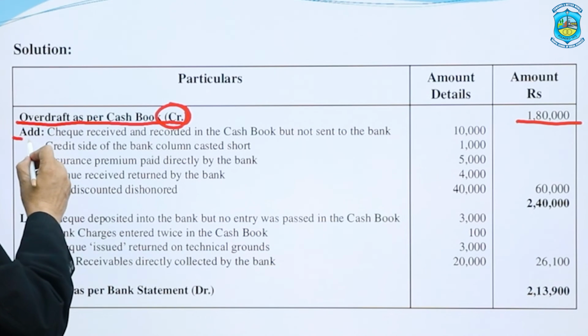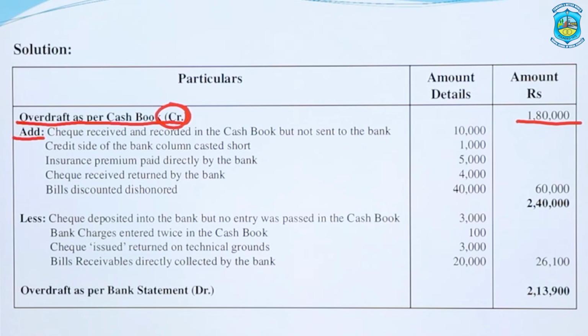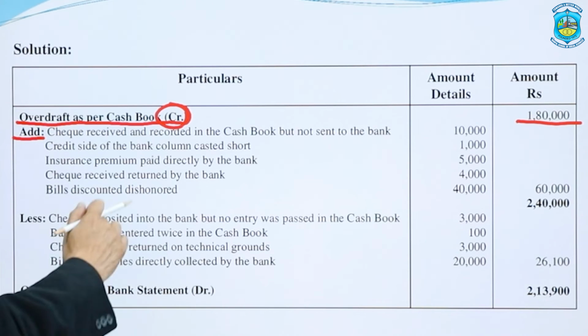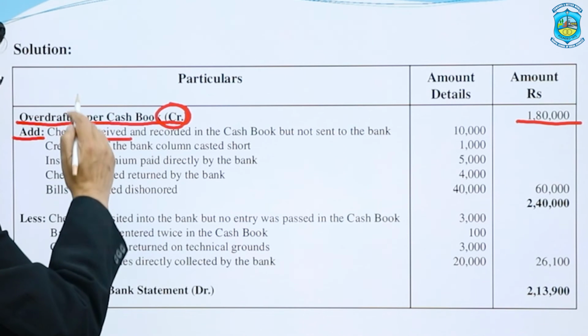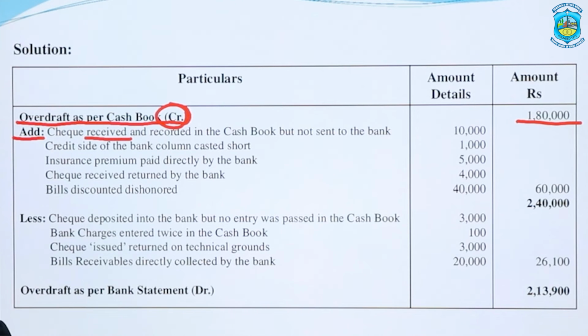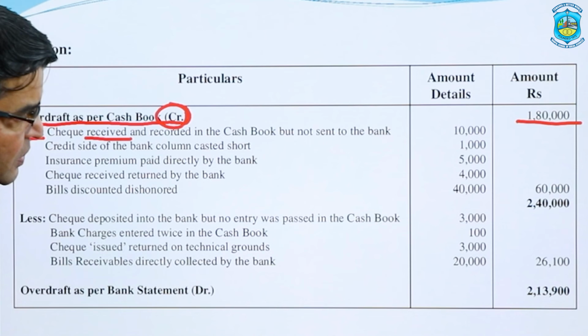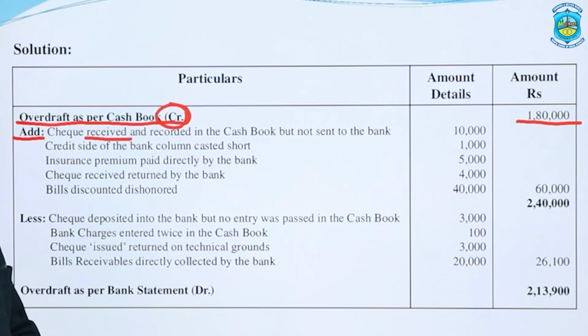Now some items we will add there, like checks received and recorded in the cash book but not sent to the bank. It means we are receiving some checks from our debtors. We have recorded them in our cash book also, but these checks have not been sent into the bank. So ultimately the bank has not credited the amount of these checks worth rupees 10,000 in our account. So our account has wrongly been reduced. I am just talking about the bank account.